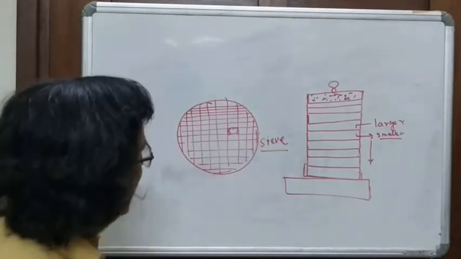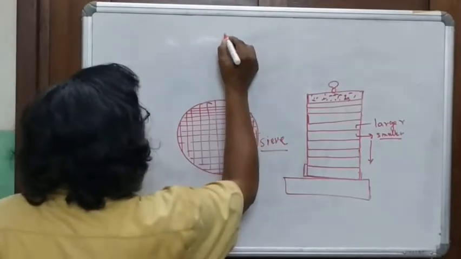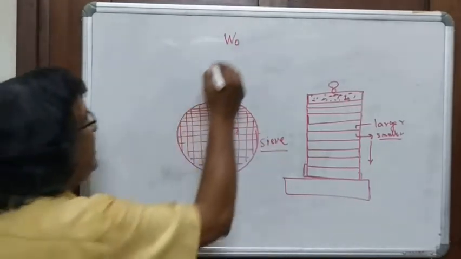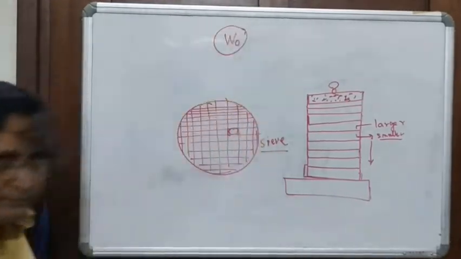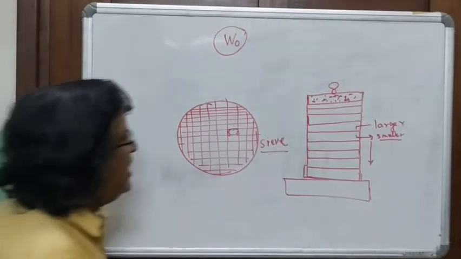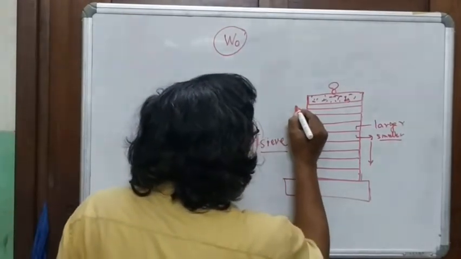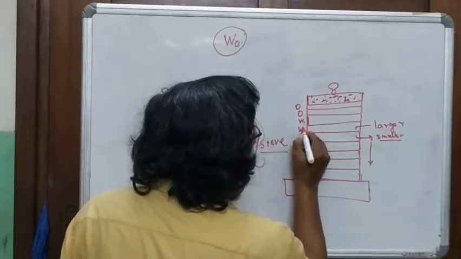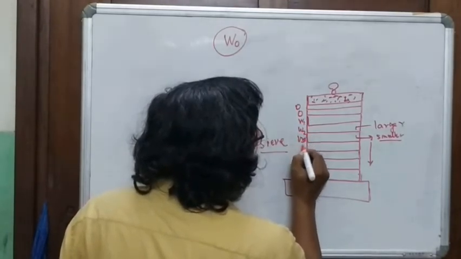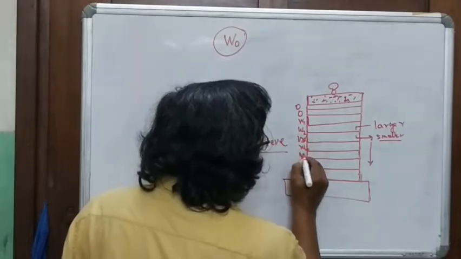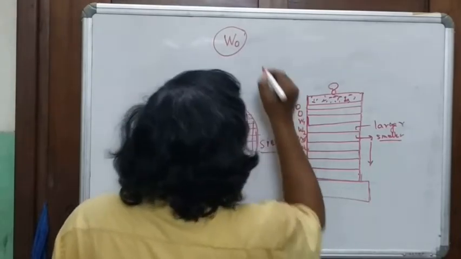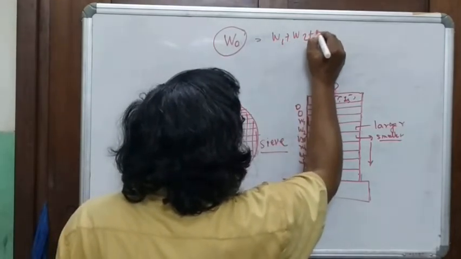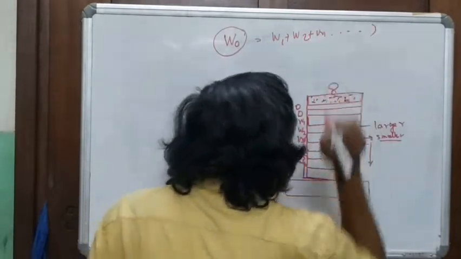As it trickles down, say the total weight of the sediment is W0. Have you understood? And say this one is W1, this is W2, this is W3, this is W4, this is W5, W6. So W0 is equal to W1 plus W2 plus W3, etc.